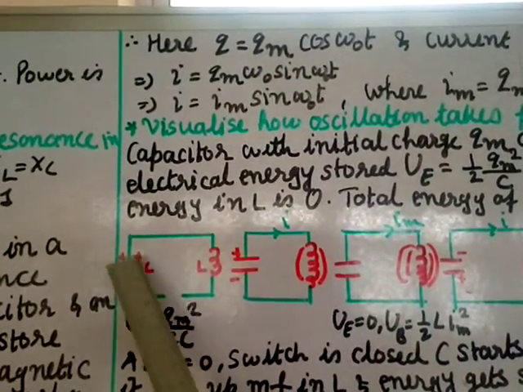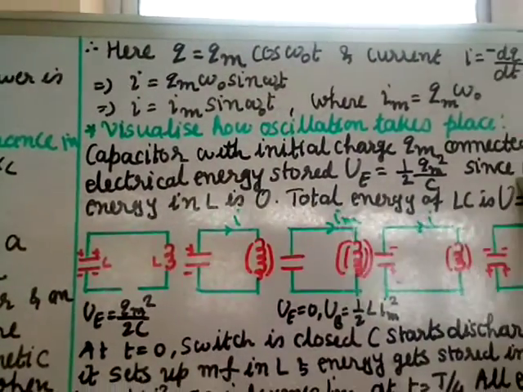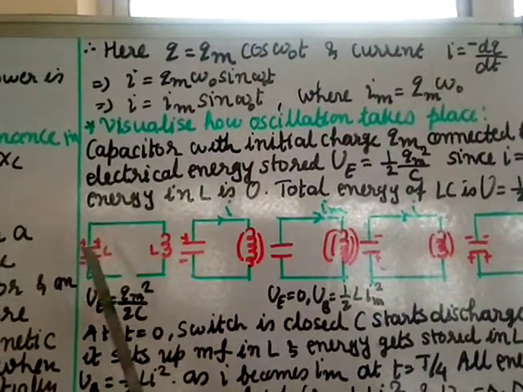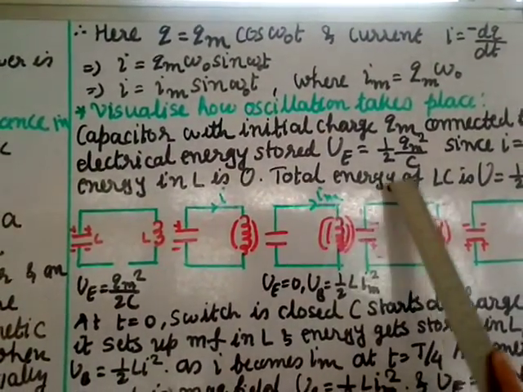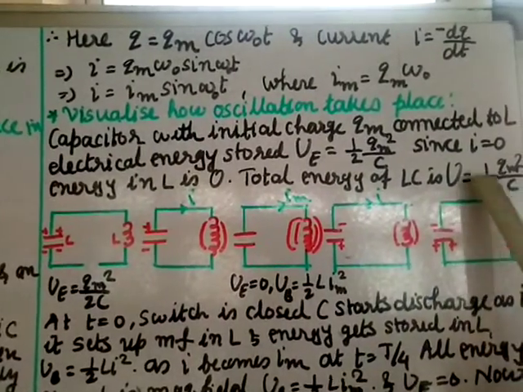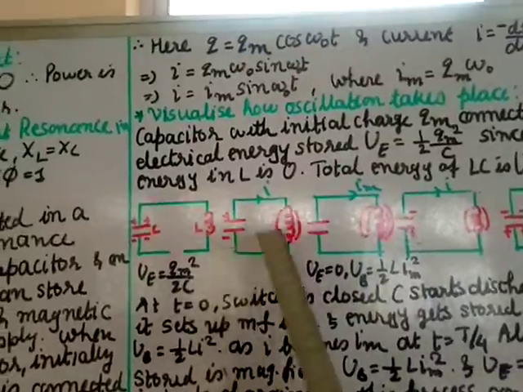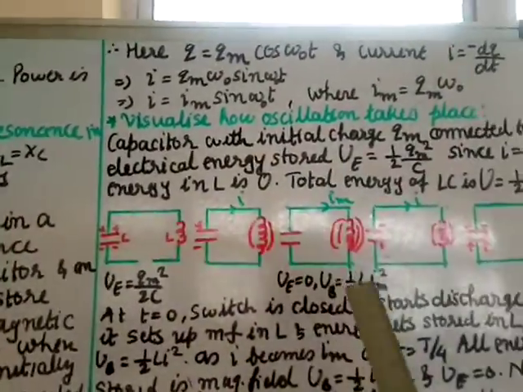The circuit is open, so there is no current flowing. That means I is equal to 0. Energy in L is 0, because the circuit is open. Total energy of the LC circuit is U is equal to 1/2 Qm² by C. This is the first case. Now we are going to connect it. So what happens when you connect?